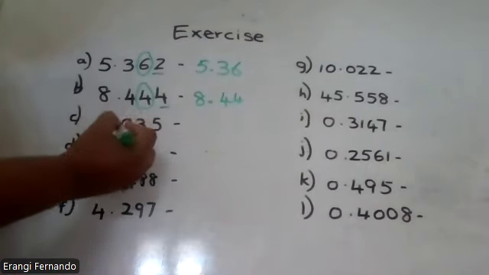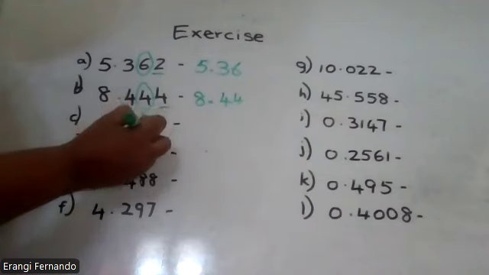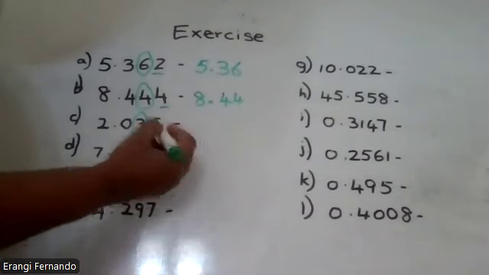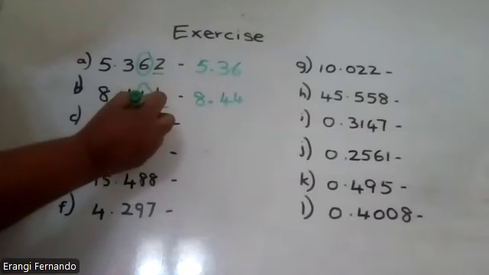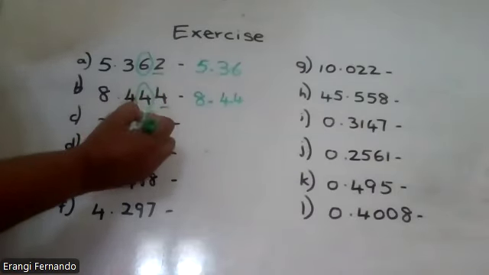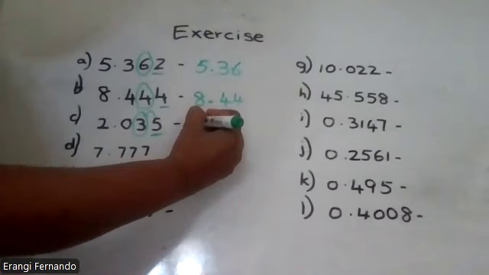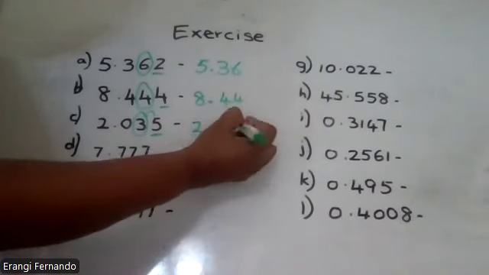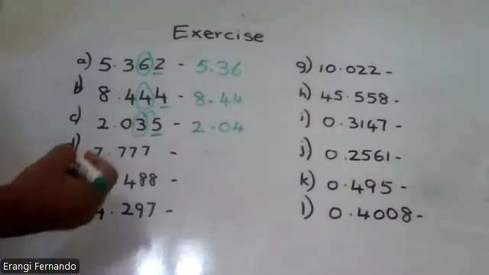Next, 2.035. The second decimal place is 3. You have to consider the next-door value 5. It's 5 or more than 5, so you have to add 1. So when you round off, 2.04.